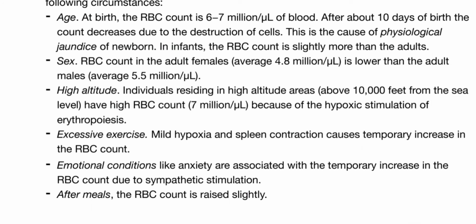So we have seen six factors: age, sex, high altitude, excessive exercise, emotional conditions, and after meals. In age, we have seen that infants have higher RBC count than adults. In sex, females have lower RBC count than males. At high altitudes, people have more RBC count. After excessive exercise, the RBC count increases slightly. In emotional conditions, the RBC count increases slightly due to sympathetic stimulation, and after meals, the RBC count is raised slightly.